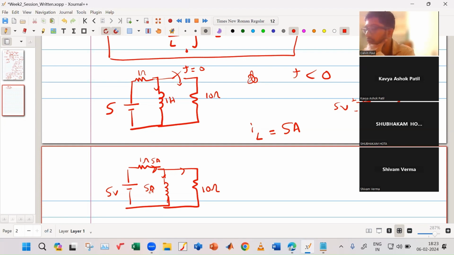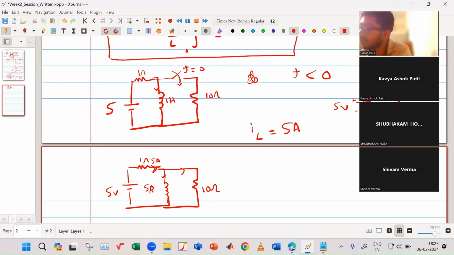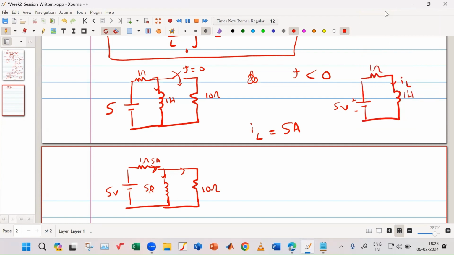Actually, I'm not able to hear you properly, but I've understood what you're saying. So actually, I have chosen a wrong example. The example which I've chosen, I have considered a resistor connected, and that will be short circuited by the inductor. So that doesn't have any role.